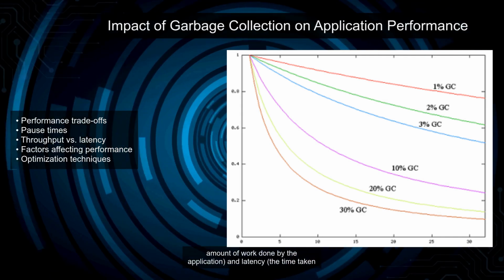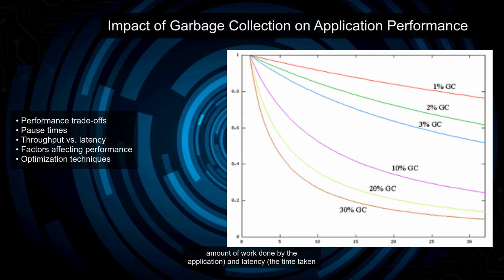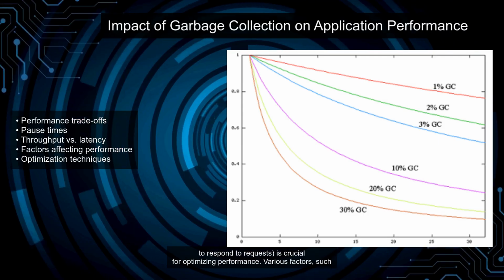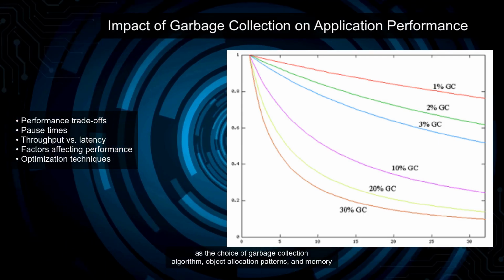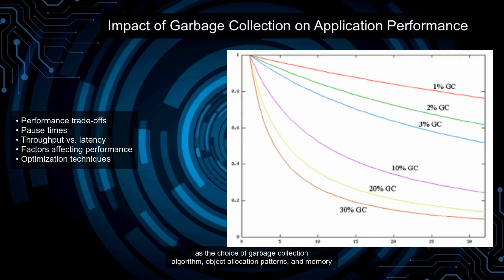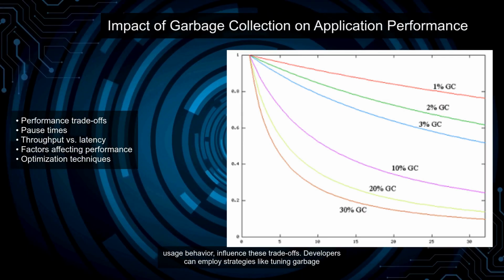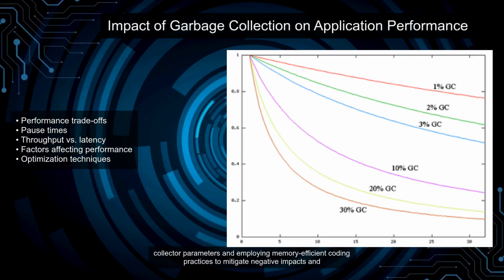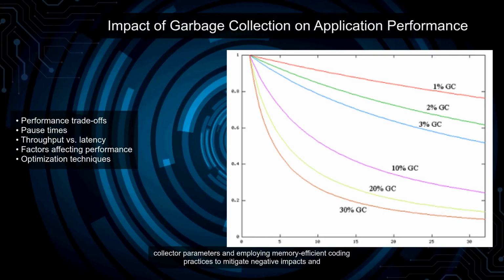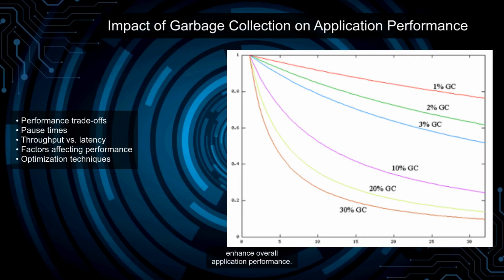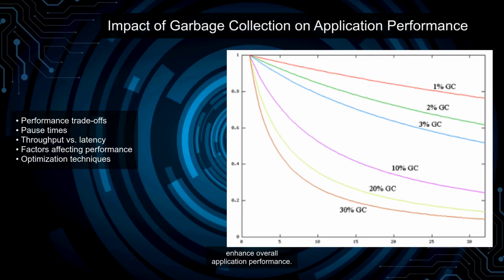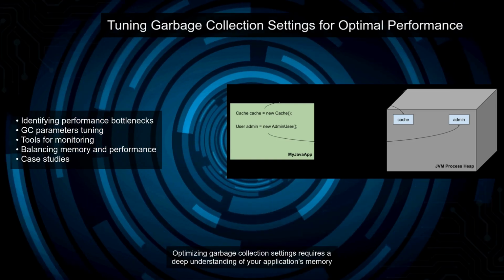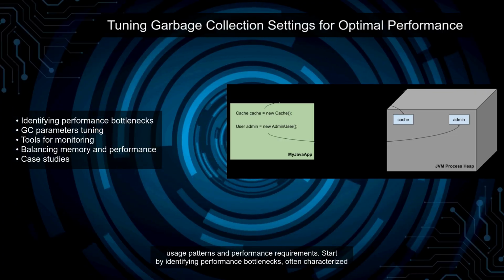Understanding the trade-offs between throughput, the amount of work done by the application, and latency, the time taken to respond to requests, is crucial for optimizing performance. Various factors, such as the choice of garbage collection algorithm, object allocation patterns, and memory usage behavior, influence these trade-offs. Developers can employ strategies like tuning garbage collector parameters and employing memory-efficient coding practices to mitigate negative impacts and enhance overall application performance.